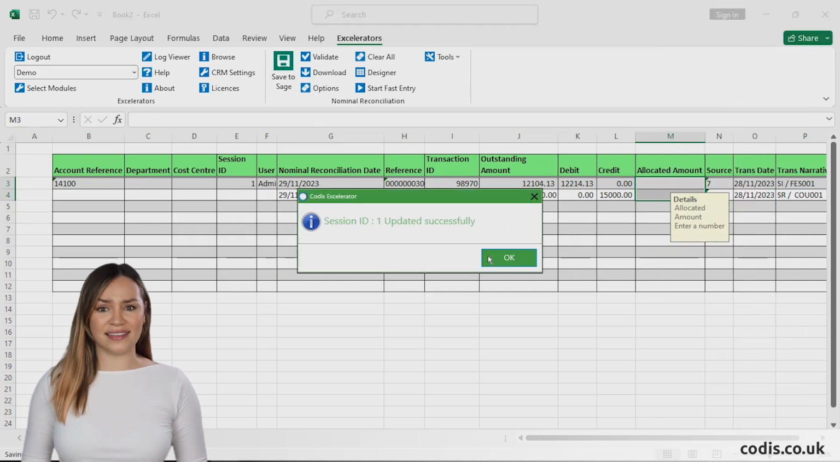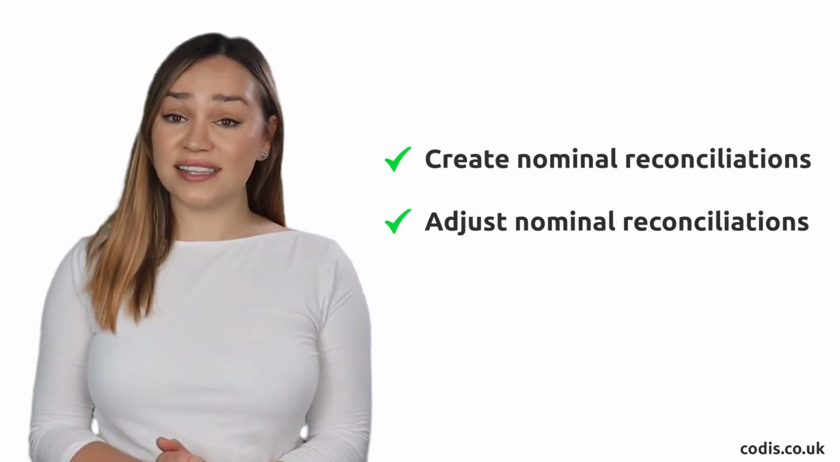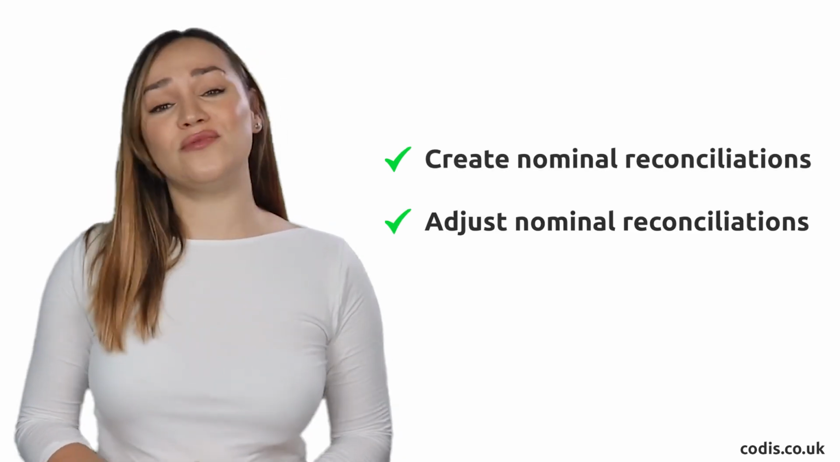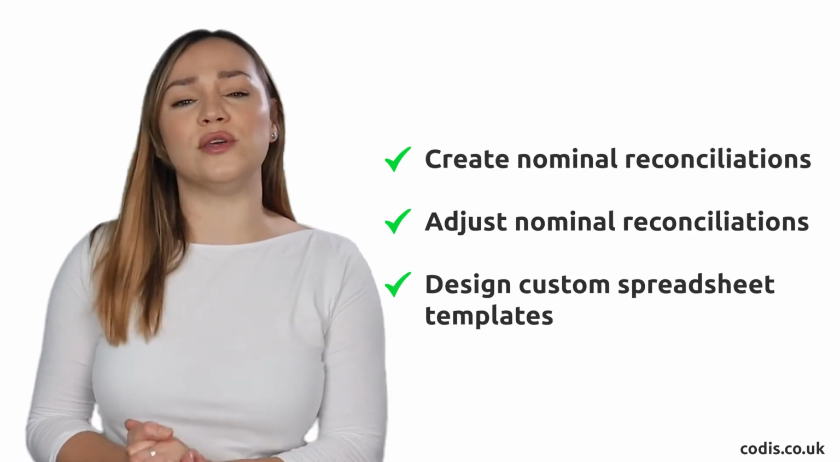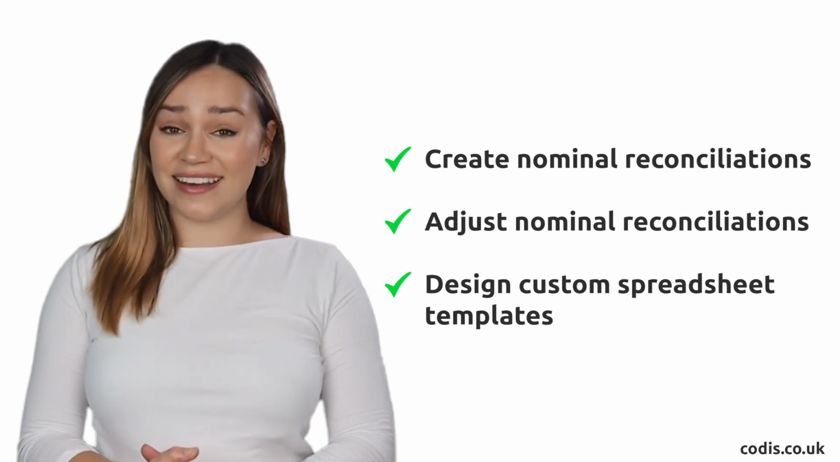How easy was that? You can now create and adjust Sage 200 nominal reconciliations right from your spreadsheet using Excelerator.